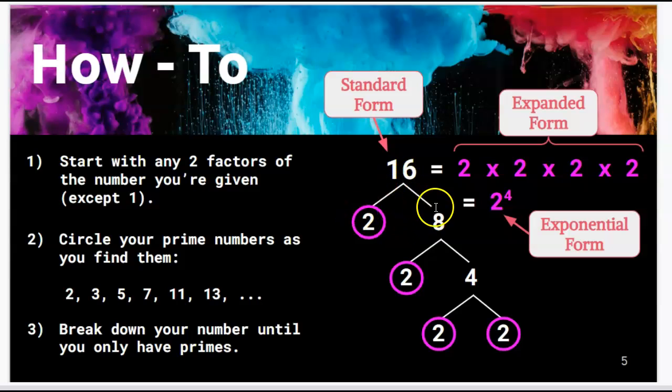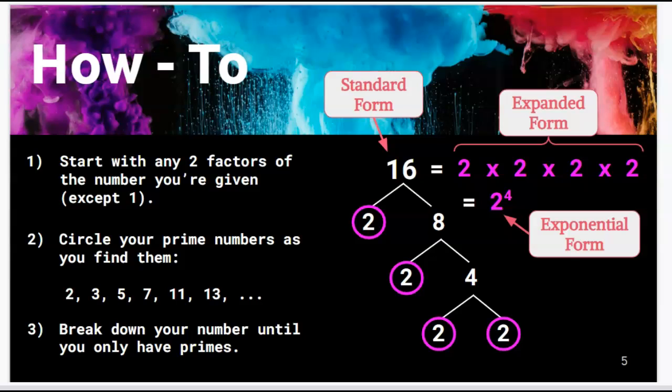Then we're going to break down 8 because 8 is not prime. So we break it down 2 times 4, and then we circle that 2 because it's prime. Then we need to break down the 4 because it's composite. It can keep going. When we look at the expanded form of 16, it's all of those prime factors we circled: 2 times 2 times 2 times 2. When we have repeated multiplication like this, that means we have an exponent. There's 1, 2, 3, 4 of them, so my exponent is 4 and my base is 2.